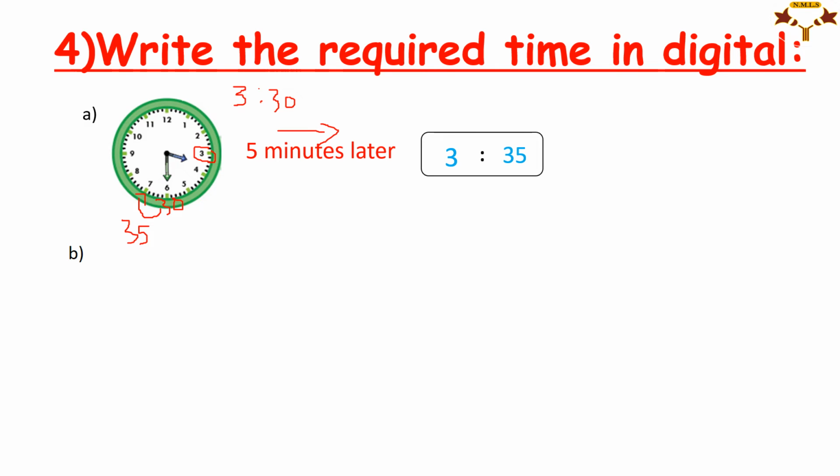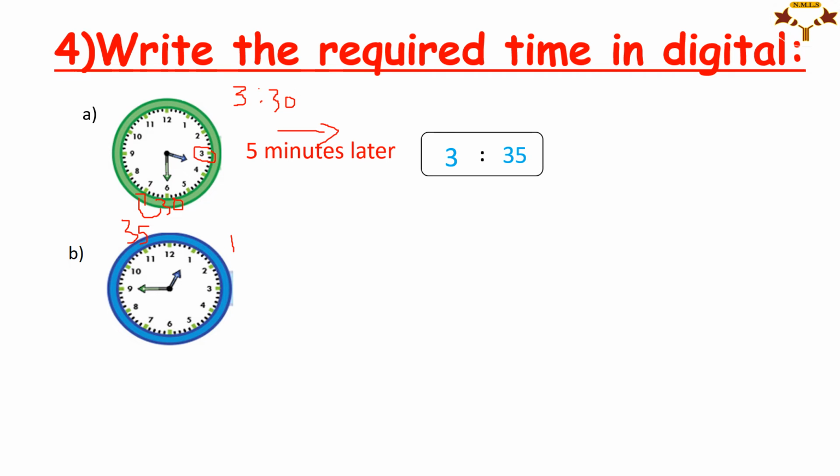Number B. We want to write the time by using digital form. Here we have the short hand between 12 and 1. We will take 12. This is an exception, okay? And long hand at 9. This means 45 minutes. Okay. Then the time will be 12:45.